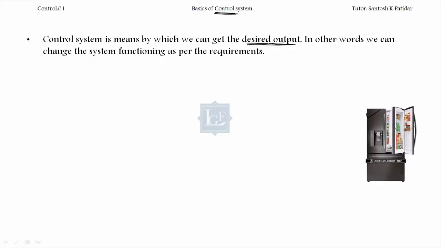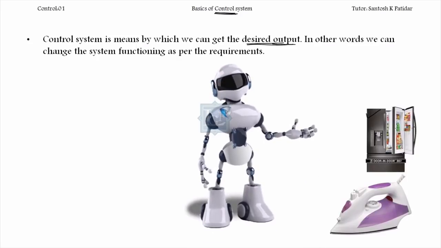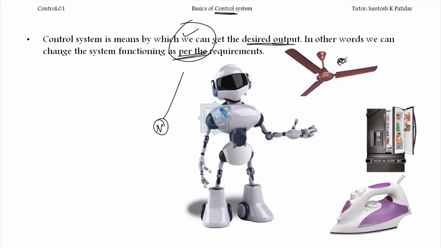Let's take another example. This is the electric press or iron, you can say. This is another example of the control system. Everything is controlled over here. The best example is the robot, a fully controlled or intelligent system. Now, your electric fan, ceiling fan, all are the same. So in this world everything is controlled. Controlled on the basis of what? The desired value. What you are looking for, you can manage or manipulate that system to get the desired output.